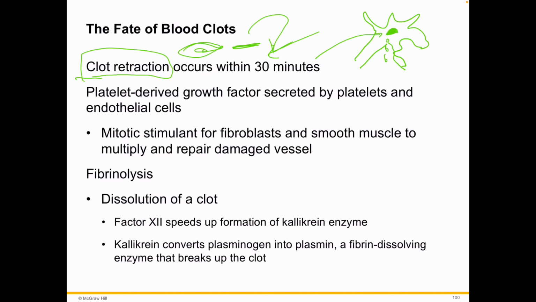Other things that are important: it's going to stimulate, or drop out, growth factors, which are going to tell tissue to start making fresh endothelial cells. Mitosis is going to be in effect. And so that's also a stimulant for fibroblasts in the formation of maybe a scar in some cases, but also smooth muscle, which we find in the blood vessels themselves, to repair that damaged vessel.